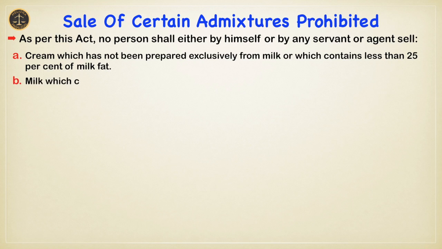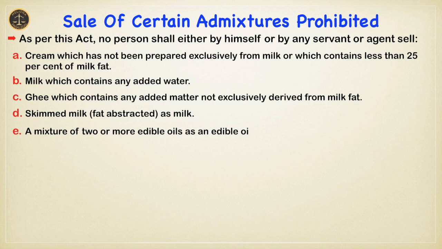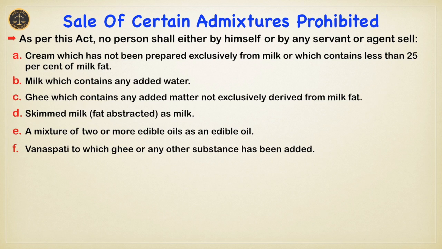Next, milk which contains any added water. Ghee which contains any added matter not exclusively derived from milk fat. Next, skimmed milk, fat abstracted, sold as milk. A mixture of two or more edible oils sold as an edible oil. Vanaspati to which ghee or any other substance has been added.